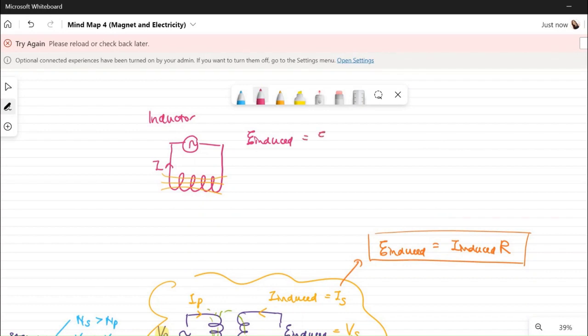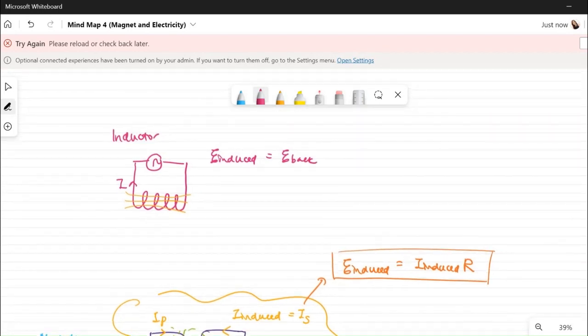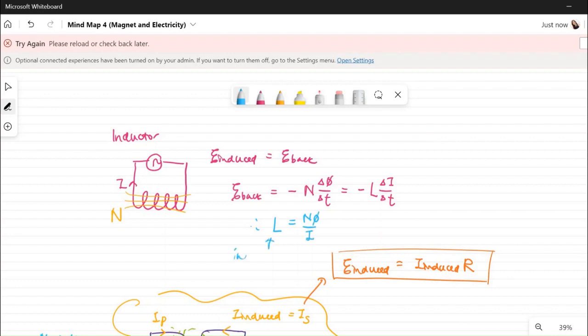So this E induced is called back EMF, because according to Lenz's law, it always opposes the change, and it can be proved that the back EMF induced in the single coil of the inductor is negative N delta flux over delta T. Where N is the number of turns of the coil, and delta flux over delta T is the rate of change of flux. This is from Faraday's law actually. This EMF induced is also equal to negative L delta I over delta T, right? Therefore L is equal to N flux divided by I. This L is called inductance. That's how we get the definition of inductance.